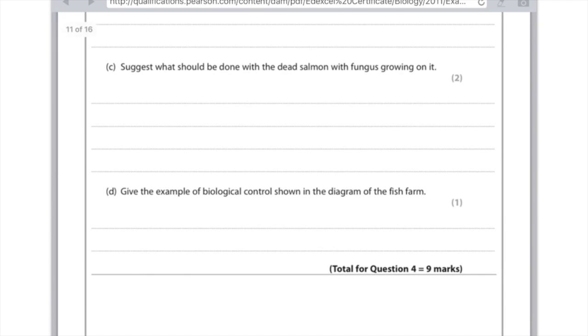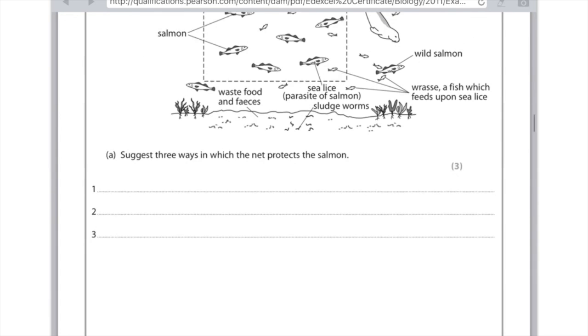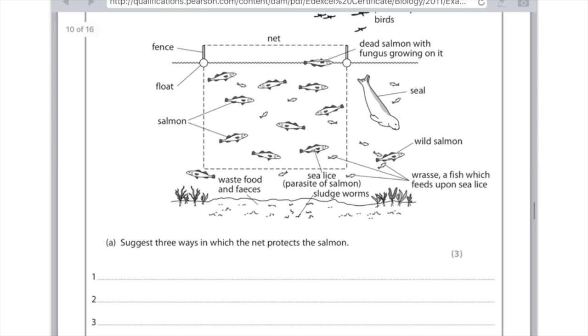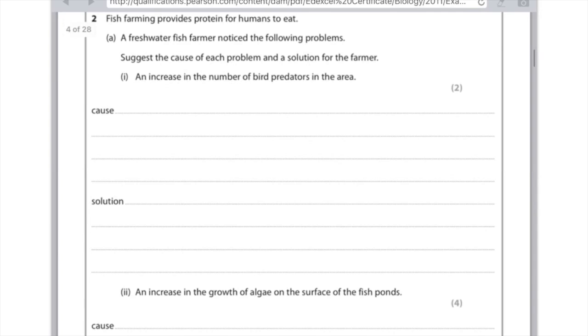C, suggest what should be done with the dead salmon with fungus growing on it. This is so gross. You obviously want to remove this dead salmon in order to prevent it spreading any further disease. Give the example of biological control shown in the diagram of the fish farm. Okay, let's have a look. And you can see here that it's the wrasse, is that how you pronounce it? And what they do is they eat the sea lice, and you can see that on the right hand side of this diagram.